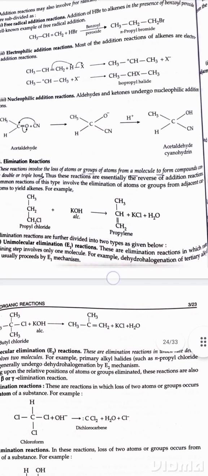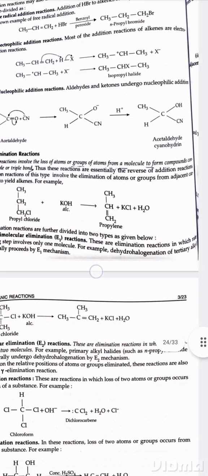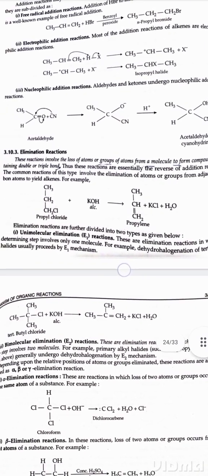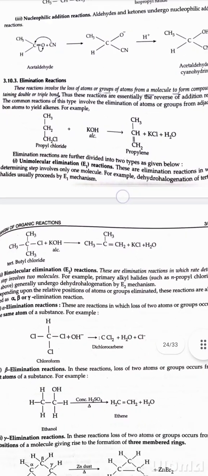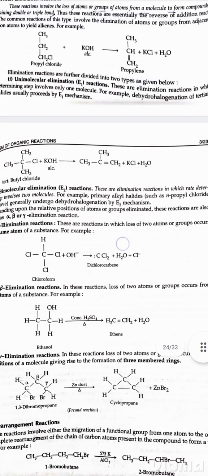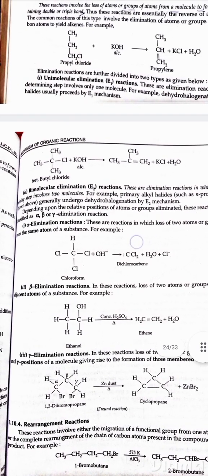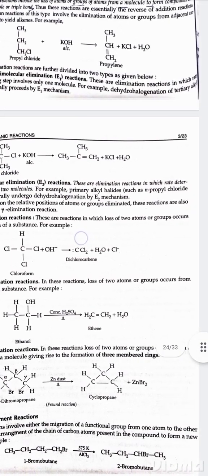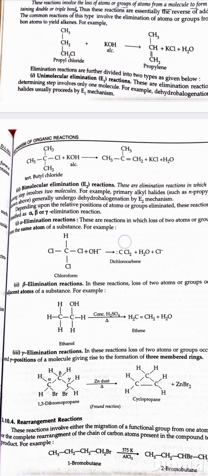These are elimination reactions in which the rate determining step involves only one molecule. For example, dehydrohalogenation of tertiary alkyl halides usually proceeds by E1 mechanism. Bimolecular elimination or E2 reactions. These are elimination reactions in which the rate determining step involves two molecules. For example, primary alkyl halides generally undergo dehydrohalogenation by E2 mechanism.